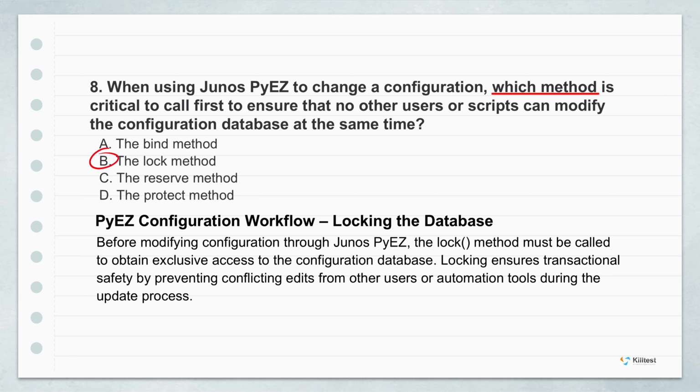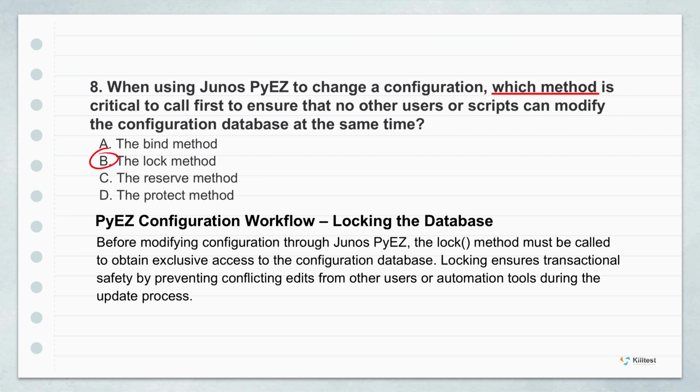So if I don't call lock, I risk a configuration race condition. Precisely. The lock method obtains an exclusive lock on the configuration database. This prevents any other user, whether it's a human on the CLI or another automation script, from modifying the configuration at the same time. It's like a do not disturb sign. It is. It's the programmatic equivalent of putting a do not disturb sign on the configuration until your commit is complete. It prevents those conflicts and ensures data integrity.